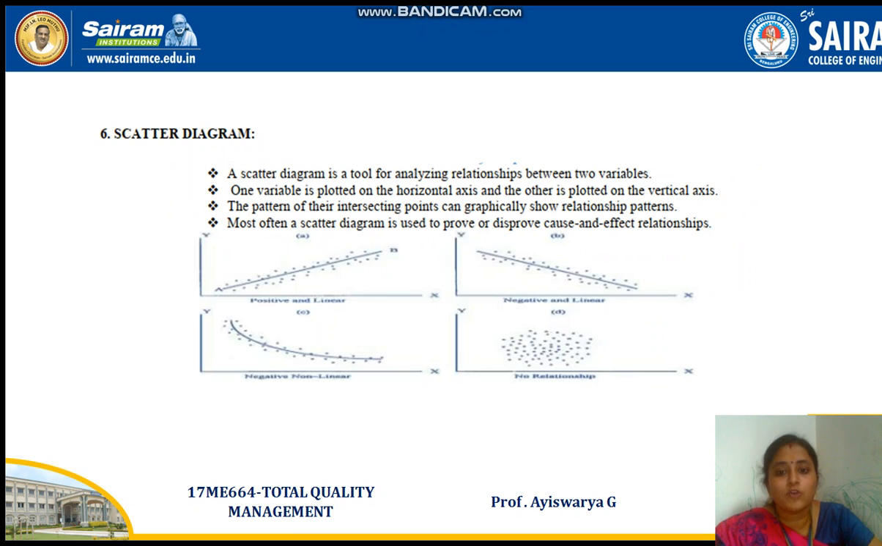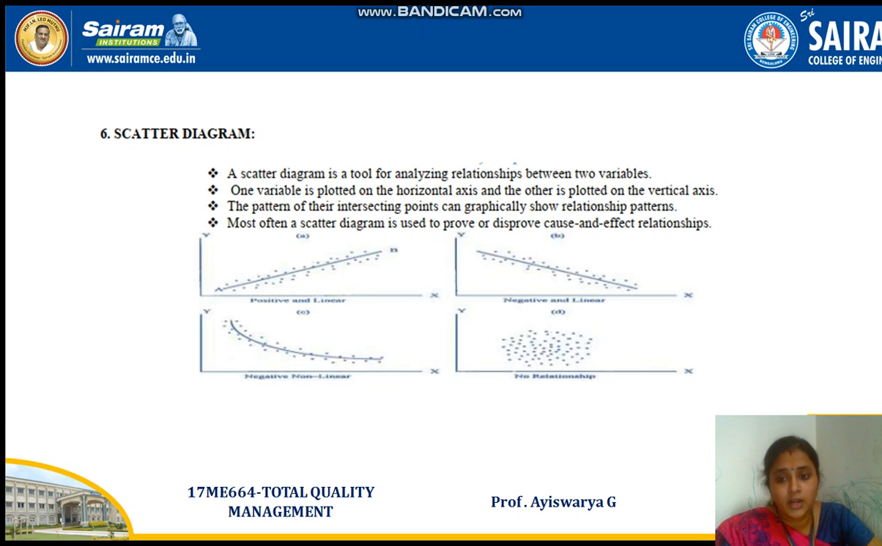A scatter diagram is a tool for analyzing different variables. For example, they will be plotting on one axis. Here you can see negative non-linear, positive linear, negative linear, and no relationship. Like that they will categorize into different groups. On the x-axis they will plot any one quantity, such as the age of the people, and on the vertical axis they will plot how many products have been used. Finally they will make one simple graphical diagram, like a normal graph.